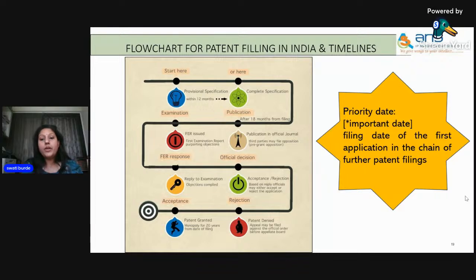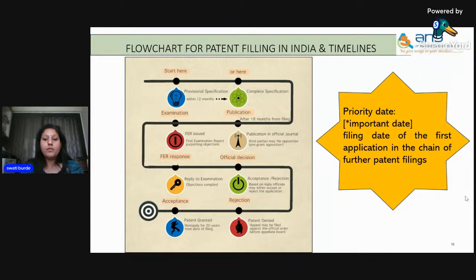Okay, now what is the priority date and what is the filing date? So the priority date is a very important date. All your calculation of the timeline is from the priority date. Sometimes the priority date is different and the filing date is different. For example, if you have filed the first application in India, your first filing date is your priority date. So all the timelines of examination, publication, they all will be calculated from that first filing date. So that's why this is called the priority date.